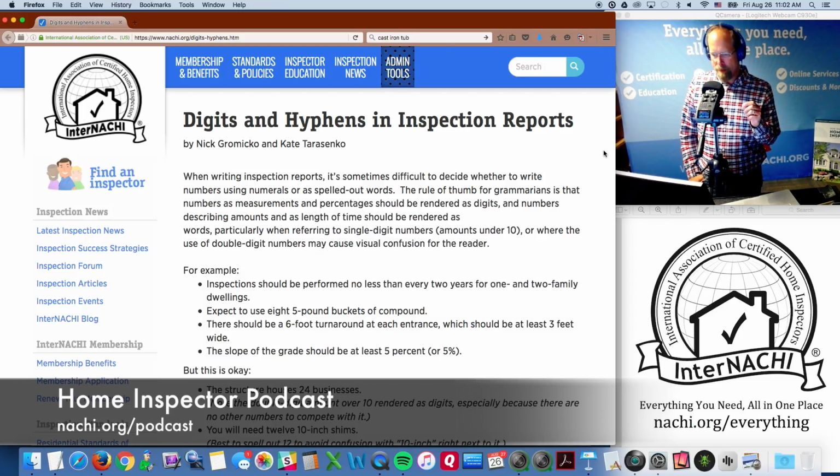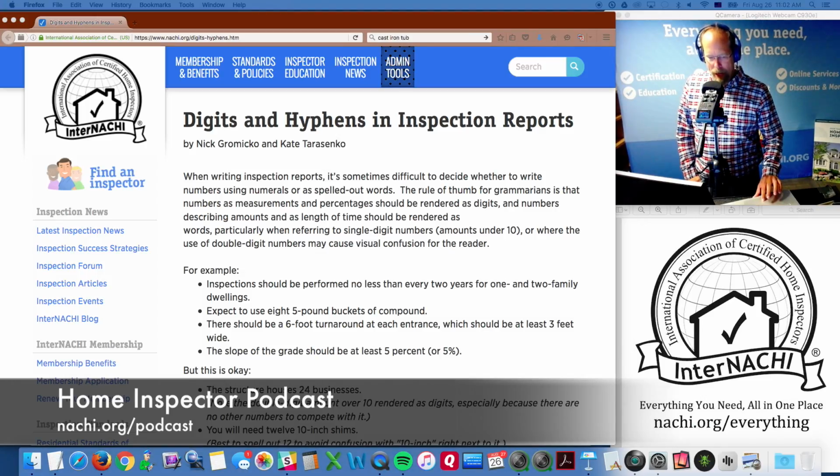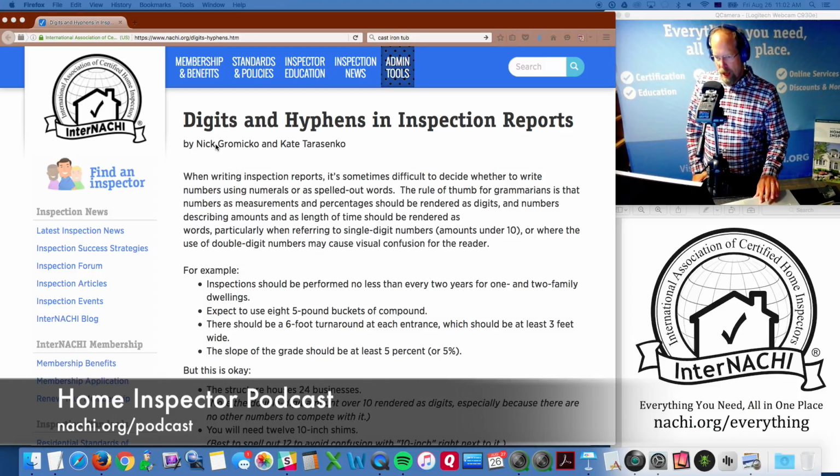Now, when writing home inspection reports, it's sometimes difficult to decide whether to write numbers using numerals or spelled out as words. So, there's a rule of thumb for home inspectors, and that is numbers as measurements, like 2 foot turnaround, 5 pound bucket, it's 6 feet long. Those are measurements. And numbers used as percentages, such as 50% of the makeup air, or the slope of the grade should be 10%. Measurements and percentages should be rendered in your home inspection reports as digits, the actual number, right? And numbers describing the amounts and length of time should be rendered as words.